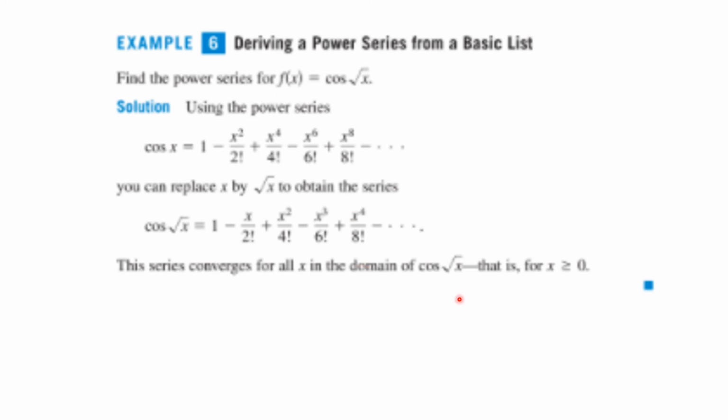And this converges for all x in the domain of this cosine. And again, you do have to worry about the domain when you do composition of functions. But this converges for all x bigger than or equal to 0. Make sure you understand these examples.